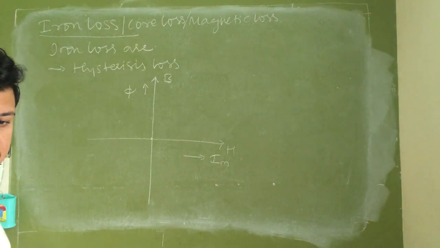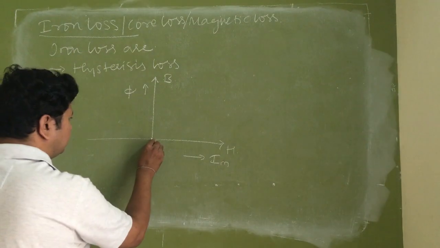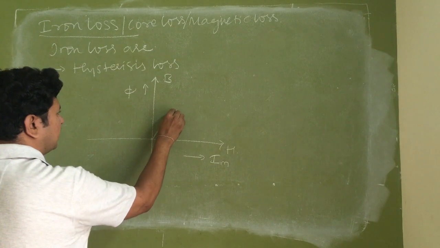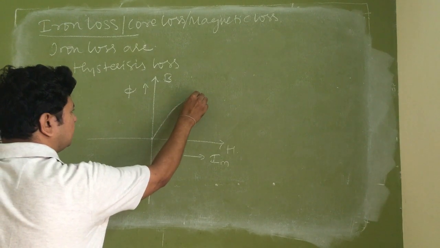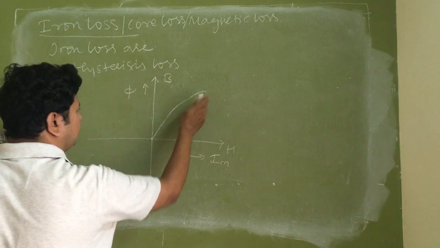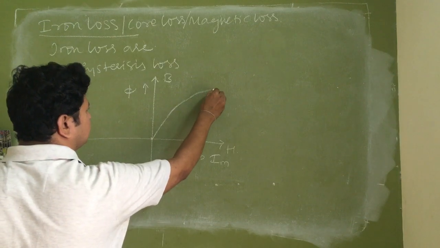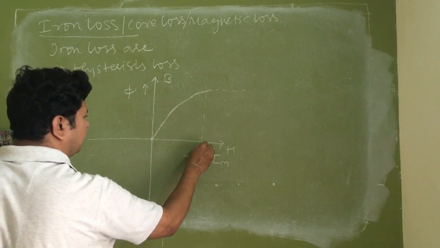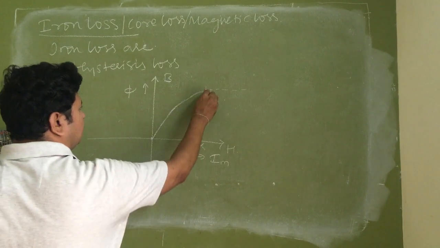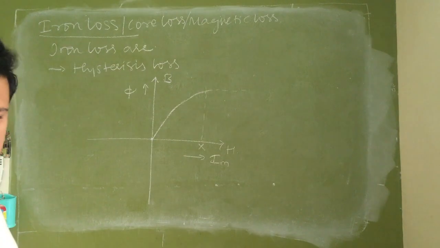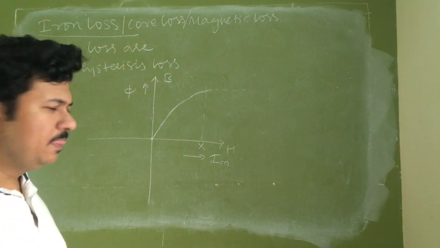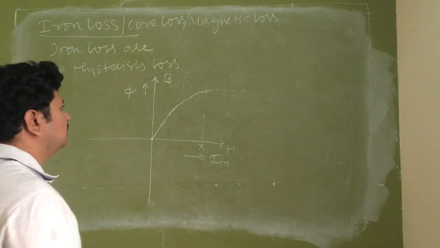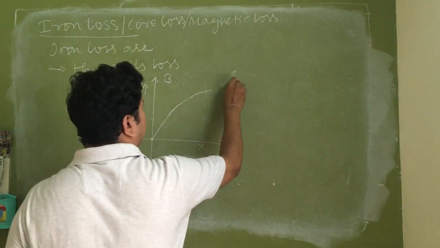But how will it increase? Initially it will increase linearly. After some time it starts taking a curved structure, and after some time it will remain constant. Let us take a point X. After the point X of magnetizing force, my magnetic flux density will start remaining constant, and this is called saturation.